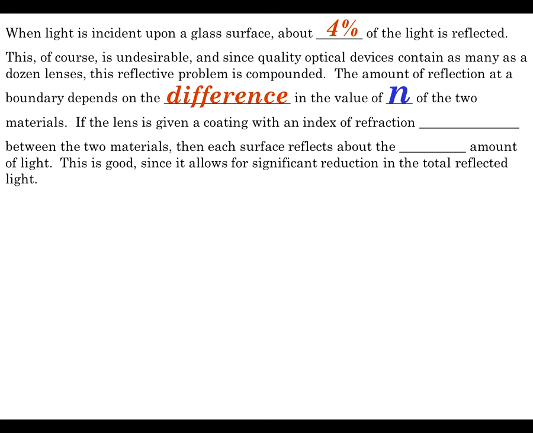Well, a lens then is often coated. You might have heard of that. Coat the lens. And if you coat it with an index of refraction somewhere between the two indices of refraction of the medium, like air to glass, okay? Coat it with something somewhere in the middle. Then each surface reflects about the same amount of light energy. Now that's good because it can be set up to actually eliminate or partially eliminate the amount of reflection. We'll see how that works.